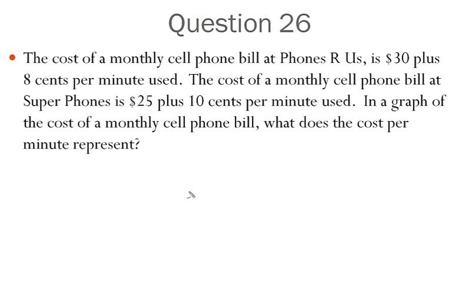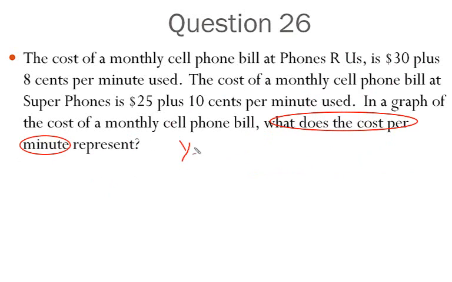Number 26 says the cost of a monthly cell phone bill at Phones R Us is $30 plus 8 cents per minute used. The cost of a monthly cell phone bill at Superphones is $25 plus 10 cents per minute used. In a graph of the cost of monthly cell phone bill, what does the cost per minute represent? So it's asking, what does the cost per minute represent? Alright, so what we want to do is write an equation and then look at our cost per minute and see what that represents in our equation.